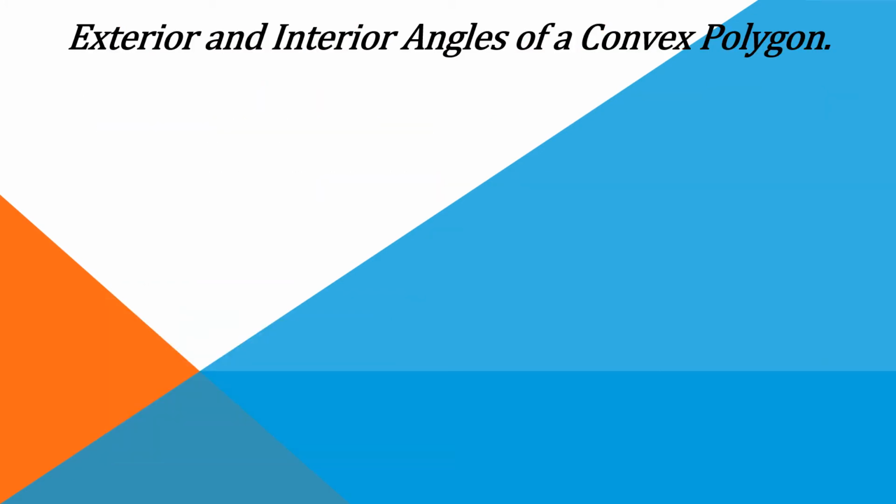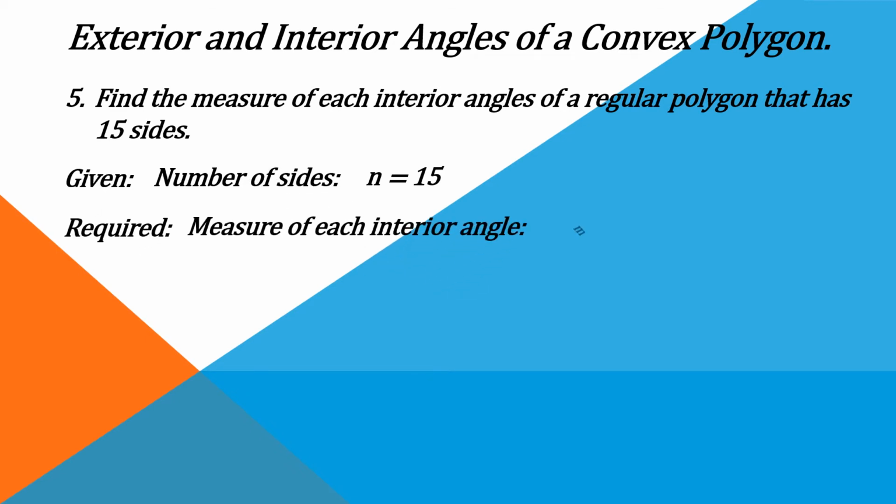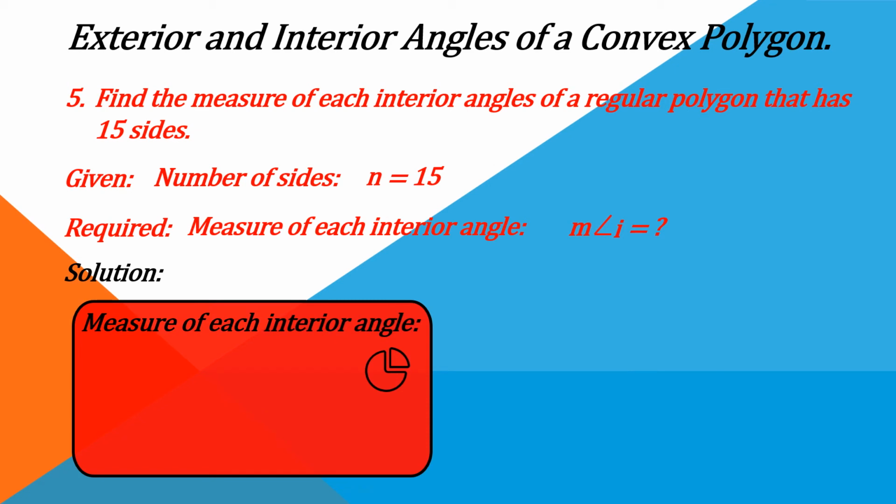Now let us go to problem number 5. Find the measure of each interior angle of a regular polygon that has 15 sides. In this problem, we are required to find the interior angles of a regular polygon which has 15 sides. To solve this problem, we take again the given: the number of sides is equal to 15, and the required is the measure of each interior angle, or measure MLI, that is the symbol for the measurement of interior angle. It is question mark.